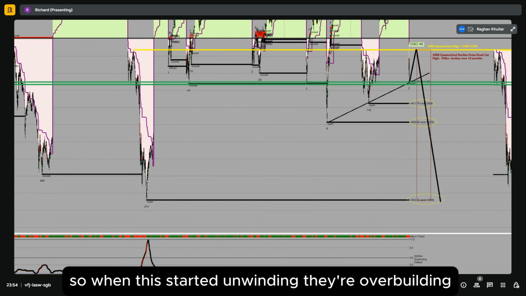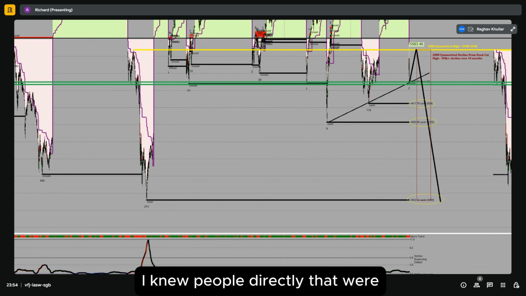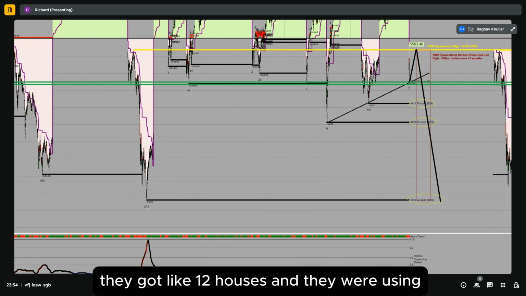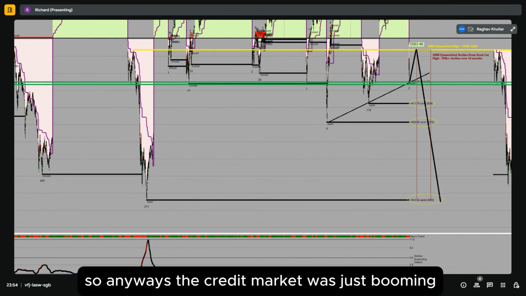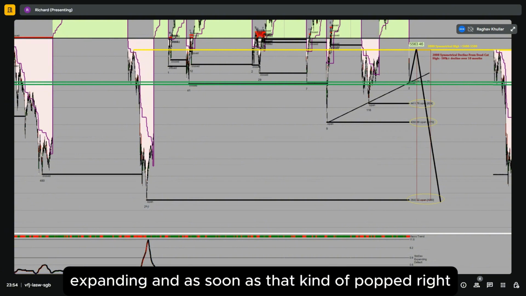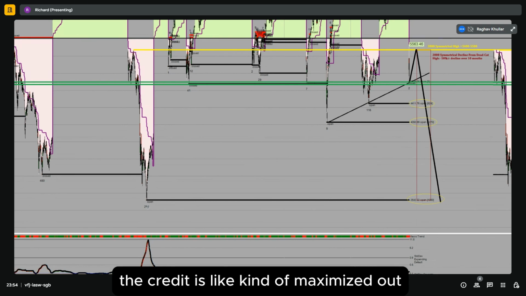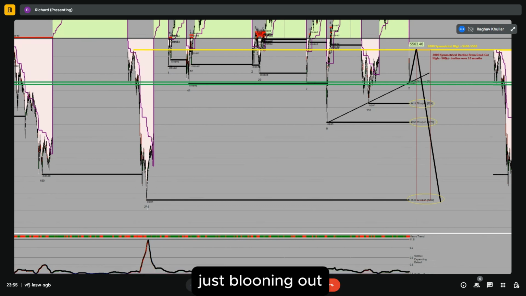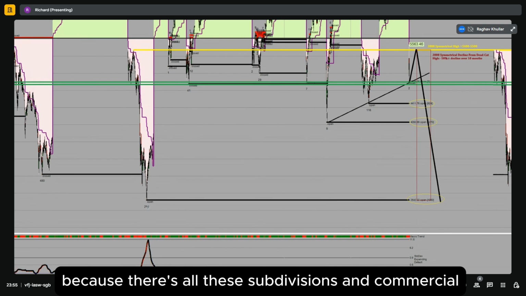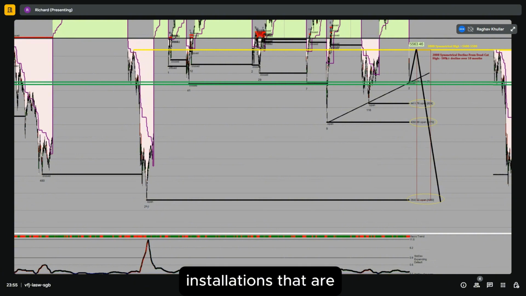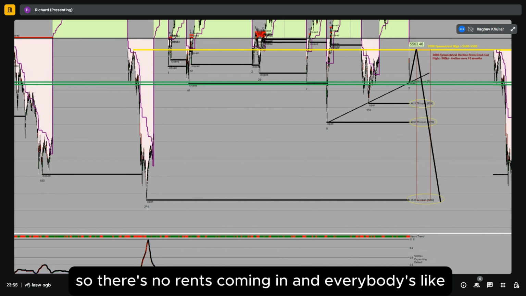So when this started unwinding, they're overbuilding. They don't have any buyers. I knew people directly who had like 12 houses, and they were using one house after the other to leverage. So anyways, the credit market was just booming, expanding. And as soon as that kind of popped, the credit's kind of maxed out, just ballooning out. And there's starting to be nobody servicing this debt, because there's all these subdivisions and commercial installations that are, they call them see-through properties. So there's no rents coming in, and everybody's like, "Oh my god!"